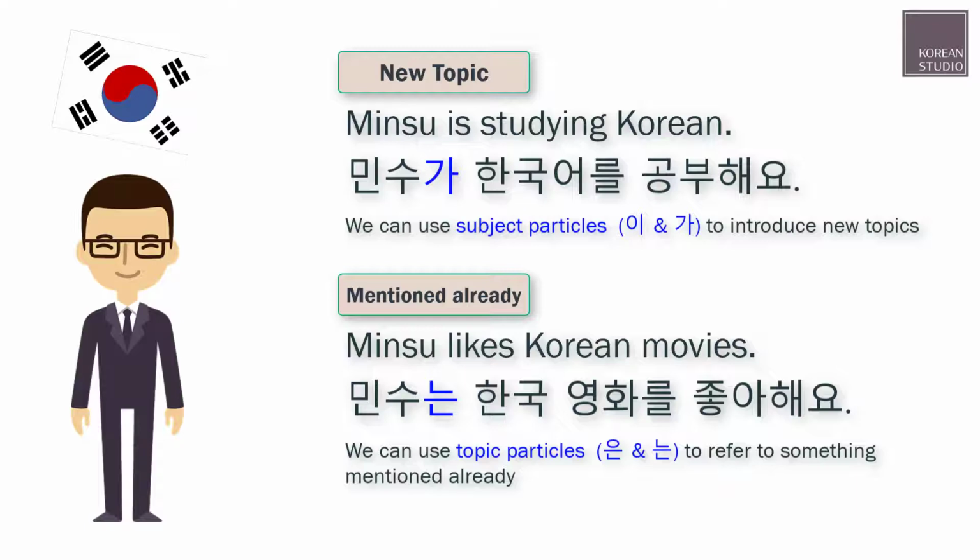And here, because I've already mentioned 민수 in the conversation, to mention 민수 again, I can use the topic particle 는. So the second important use of subject and topic particles is that we use subject particles to introduce a new topic in the conversation, and we use topic particles to refer to something mentioned earlier in the conversation. Let's look at one other important use of topic particles 은 and 는.